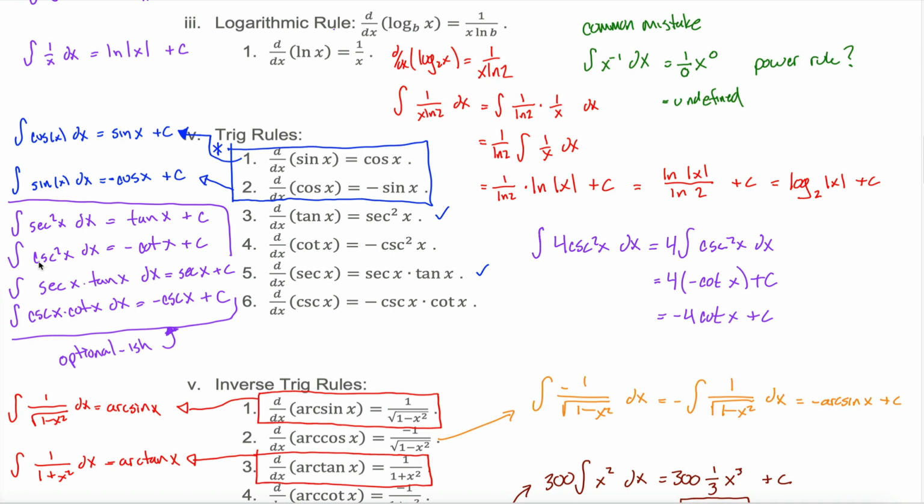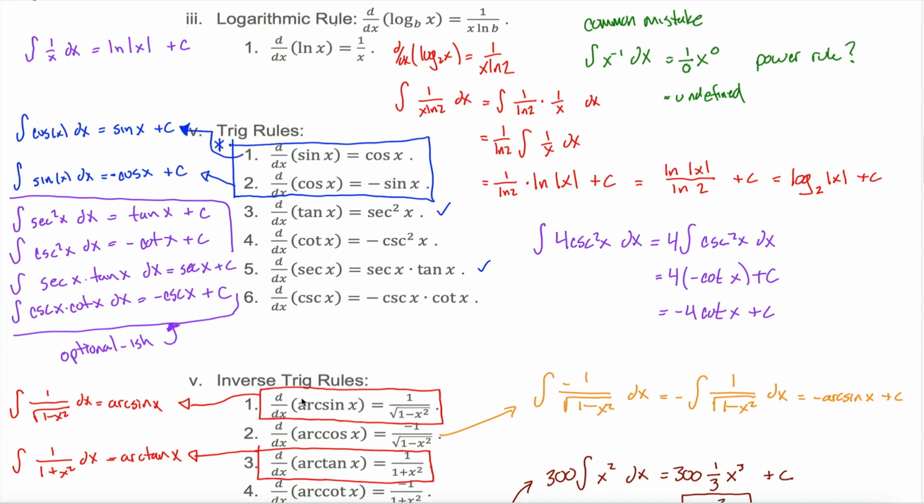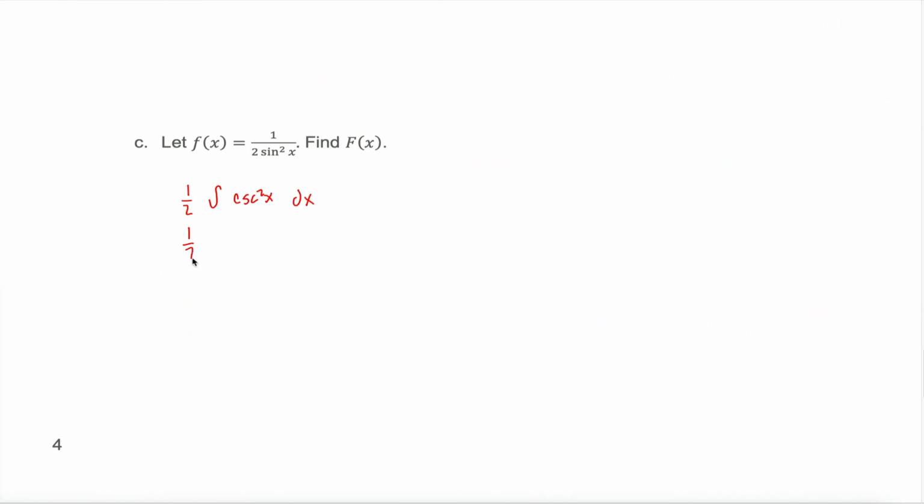to come up with the fact that the antiderivative of cosecant squared x is equal to the negative of cotangent of x. Again, I said these were optional-ish, so it's a little bit unfair to hold you to that standard of recognizing that equivalence. But if you did recognize that, we could replace the antiderivative of cosecant squared x with negative cotangent of x, tack on our plus c, and be done with this problem.